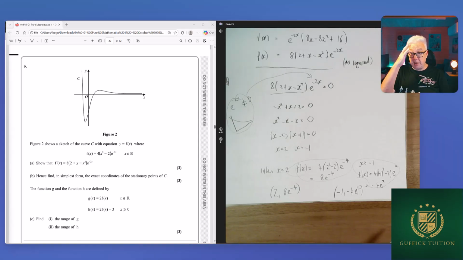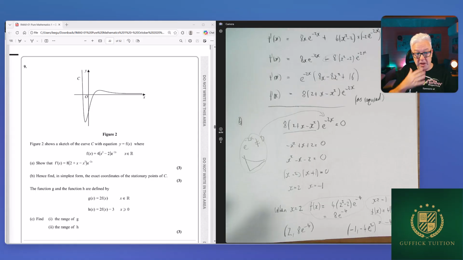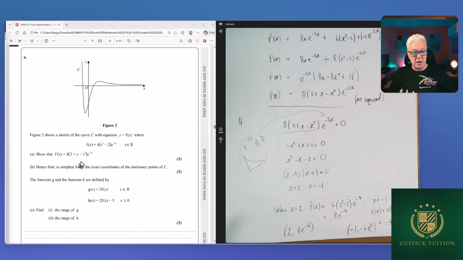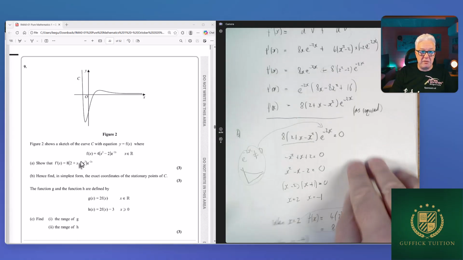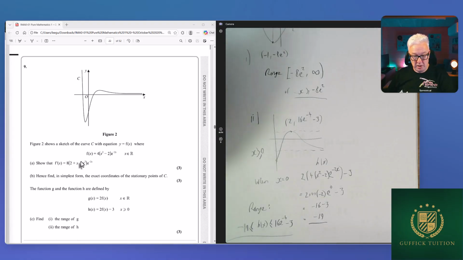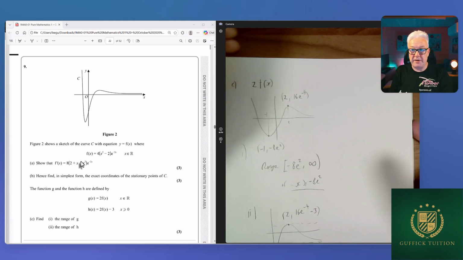So that's part B done for 3 marks. We found the coordinates of our turning points. Now, this next bit I know causes students confusion. It's to do with finding the domain and range of functions. A lot of people are not too keen on this, so let's have a look.